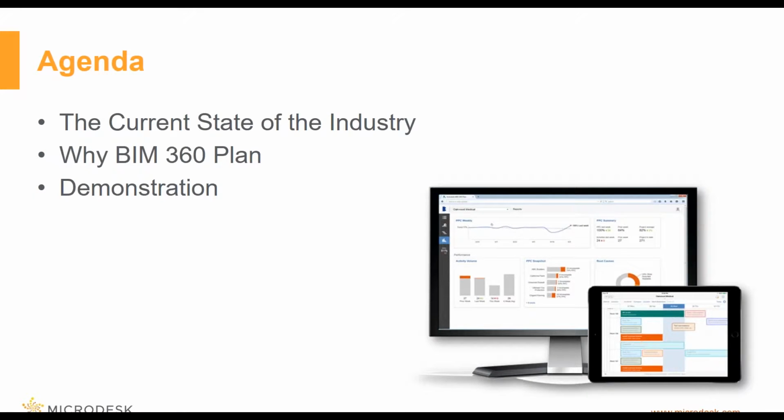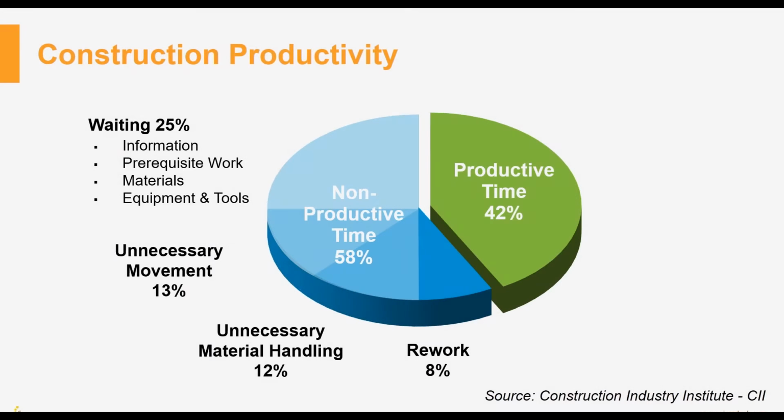So what we're going to talk about is the current state of the industry, how people are actually already working. We're going to talk a little bit about why you might want to use BIM 360 Plan. What are the problems that people are having that this actually solves and helps people? And a demonstration of the service, both from a regular website as well as from an iPad. Construction productivity, essentially where we are today with things.